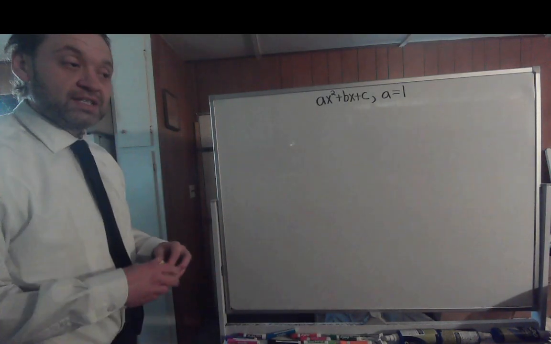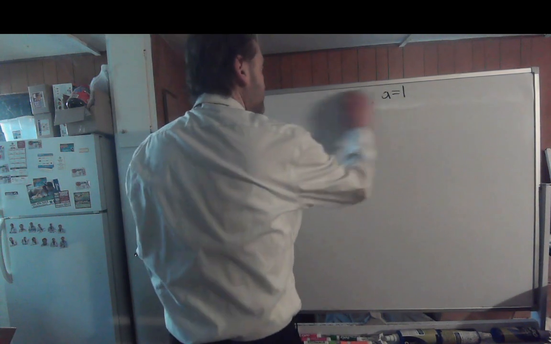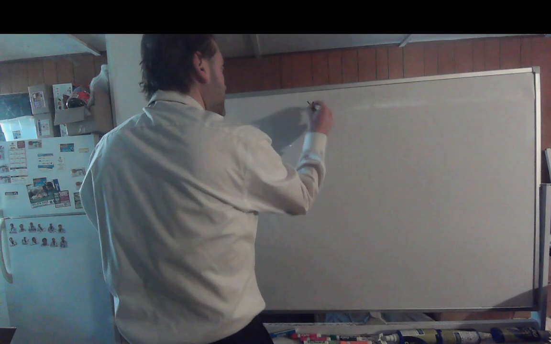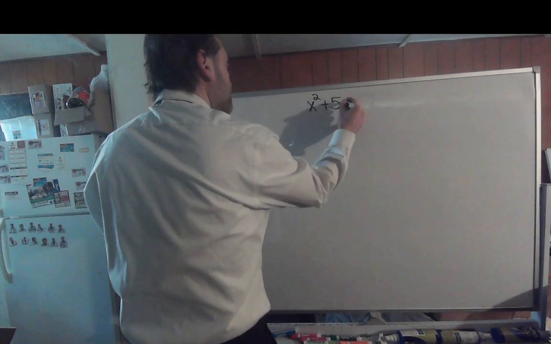Now in the next lesson we'll talk about when it's anything other than 1, which is where it gets a little bit tougher. But today's will be a piece of cake. I'm going to show you what we do here. So the first one we have is x squared plus 5x plus 4.